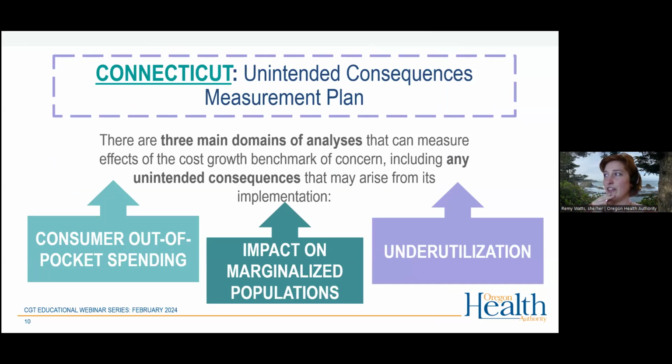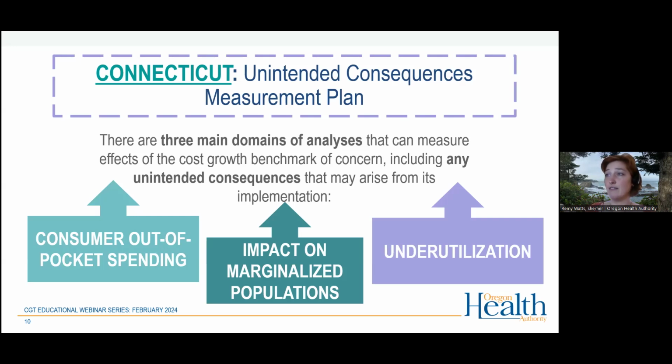So the way that their framework works, they have the unintended consequences measurement plan. Now we're thinking about how do we measure these unintended consequences? We know we should be looking at that. We know we should be measuring disparities. How do we want to do that in the context of affordability?